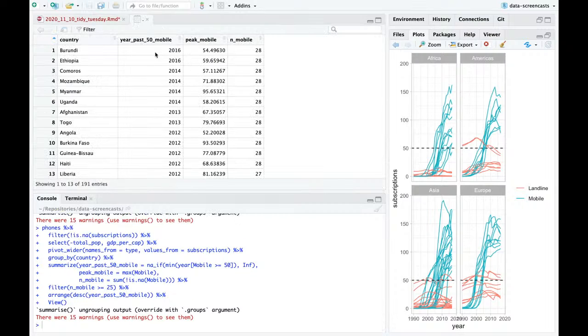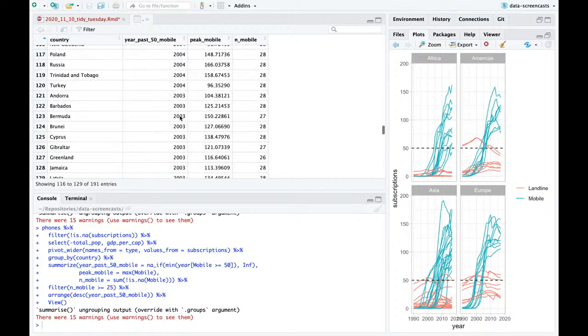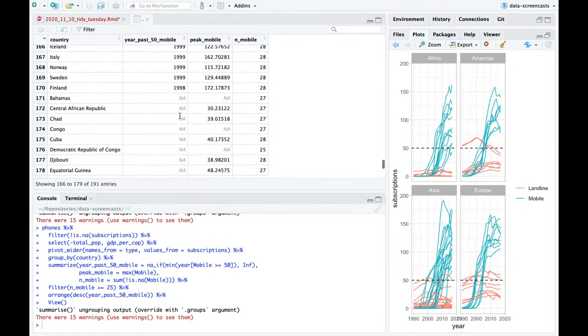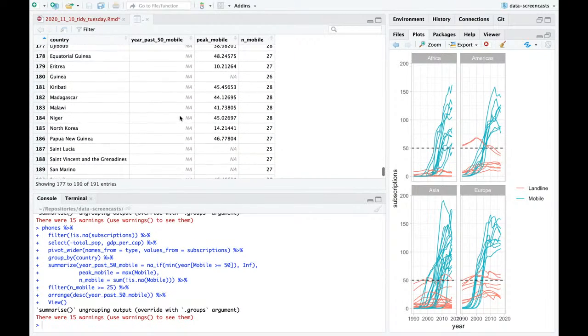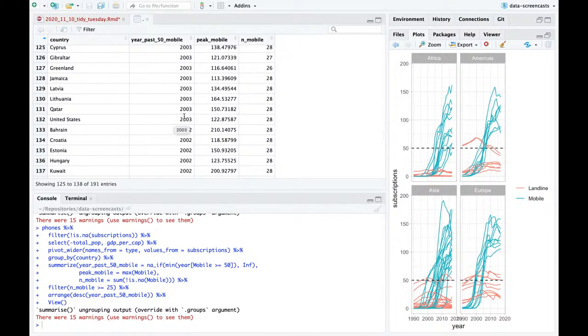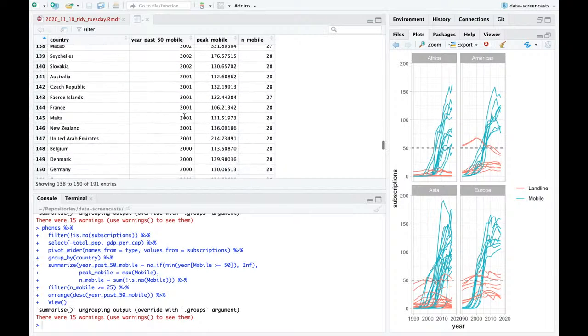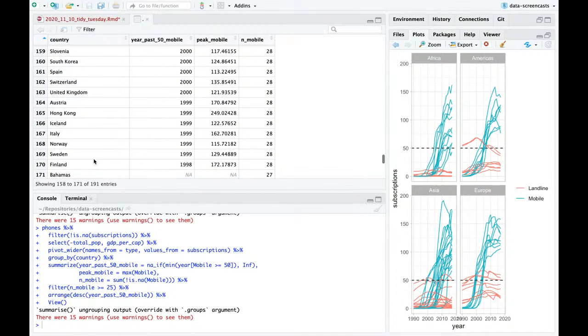And now I can say, okay, we run this and we say Burundi, Ethiopia, Comoros, each of these countries crossed over the level 50 at like 2014, 2010, etc. So I basically have a timeline of when did it cross the 50. And am I missing the United States? Where's the United States? Let's find out. Yeah, the United States crossed over to the point that the average person had half a mobile subscription in 2003. It was not the first. One thing I can sense from looking at this is that largely these first ones are rich countries.